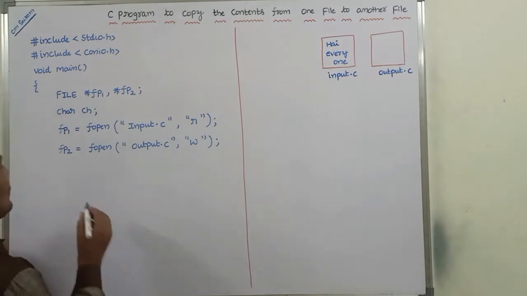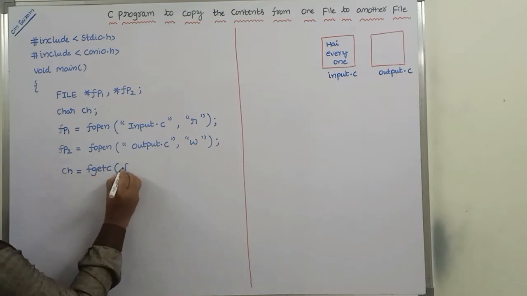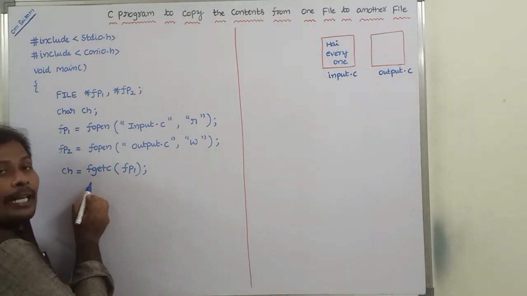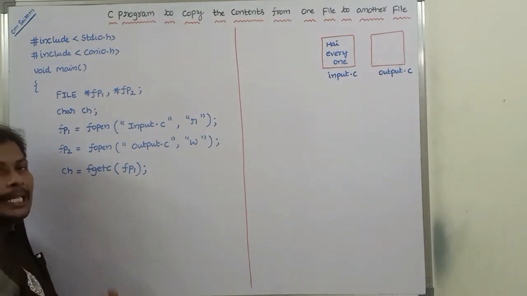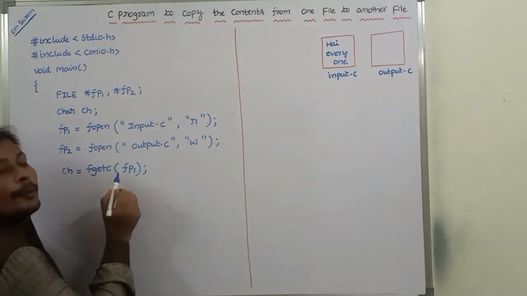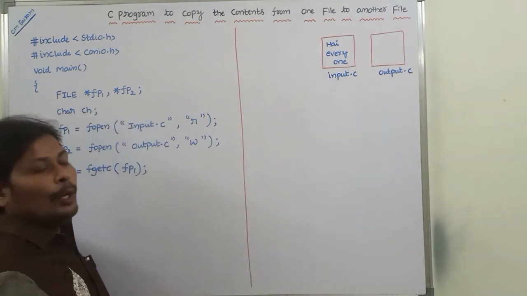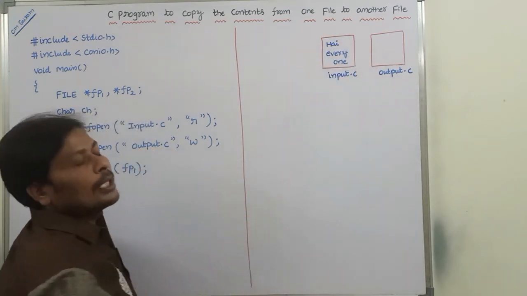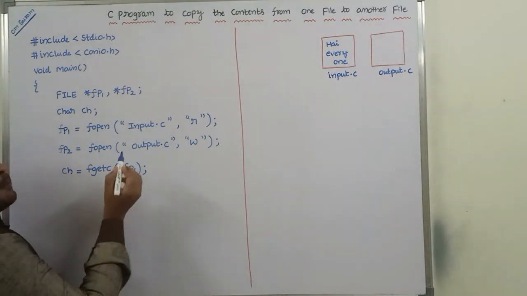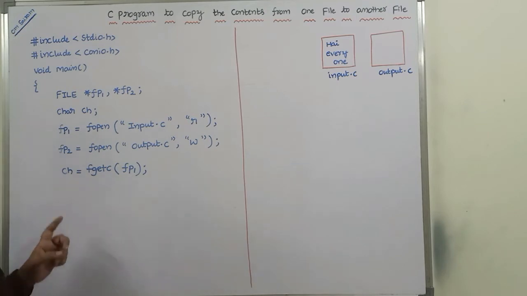So ch is equal to fgetc of fp1. To read a character from a given file, we have to use a function called fgetc. By using this function, we are copying the data from the file pointed to by fp1. fp1 points to the input.c file, and we read the data within input.c character by character. Whatever data is read from the input.c file is sent to the variable on the left-hand side, that is ch.